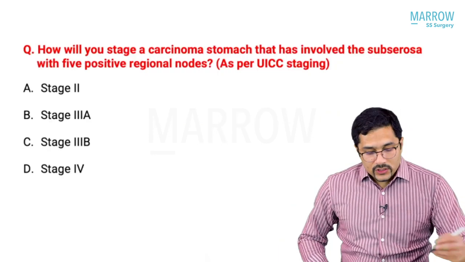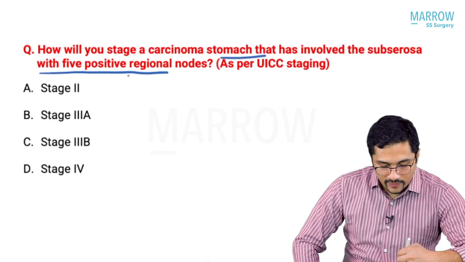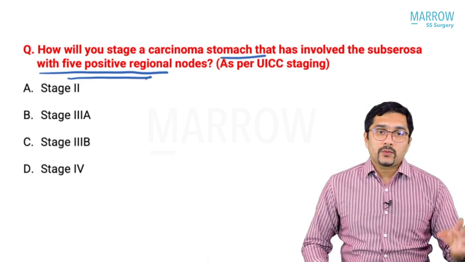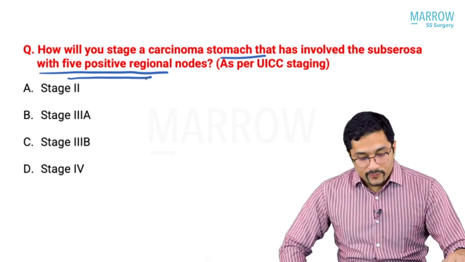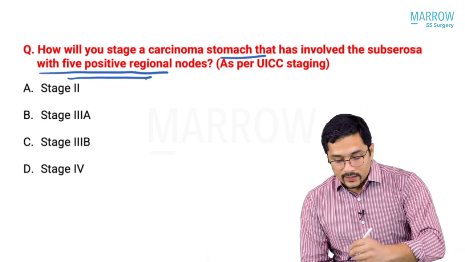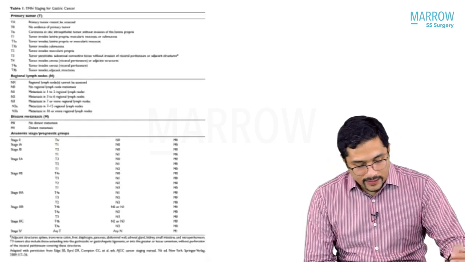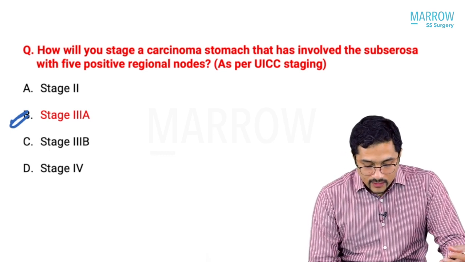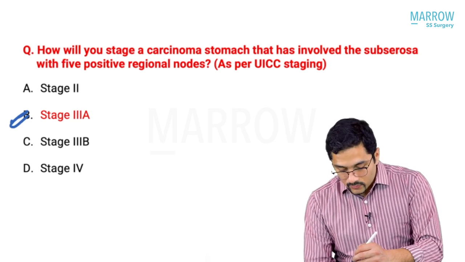How will you stage carcinoma stomach that has involved the subserosa with 5 positive regional nodes? So, you can see there were 2 questions, one from gallbladder cancer staging and one question was there from gastric cancer staging as well. So, the correct answer here is 3A, and this is the gastric cancer staging. It is stage 3A involving the subserosa with 5 positive regional nodes.